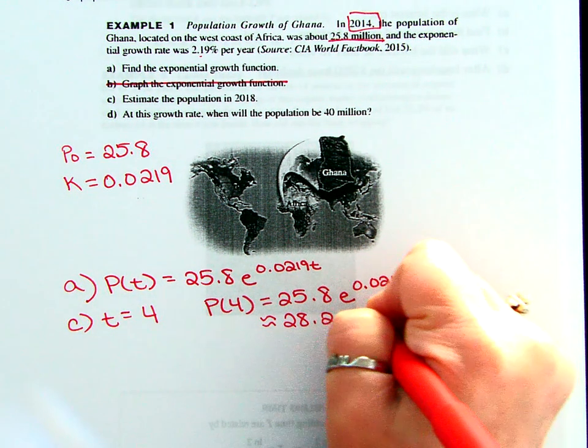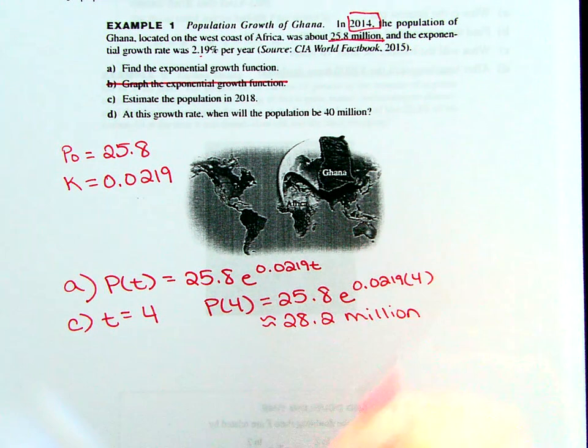28.2 million people. Your homework and quizzes and everything will always be very specific on how many decimal places to round to. Since they told me the original population to 1 decimal place, I'm going to round to 1 decimal place.